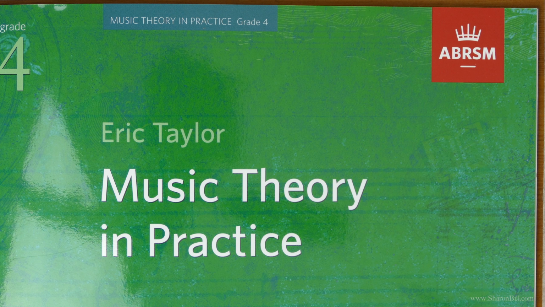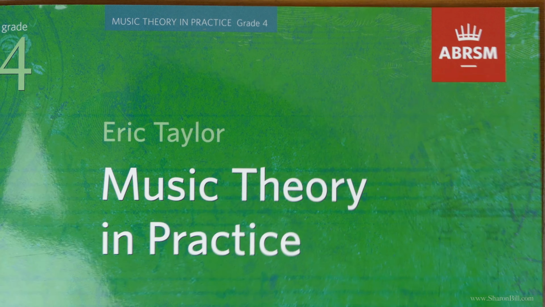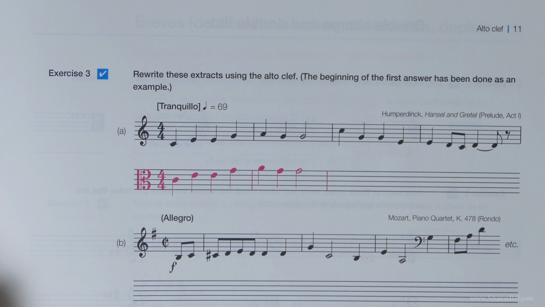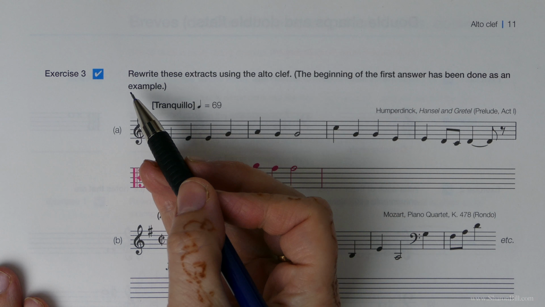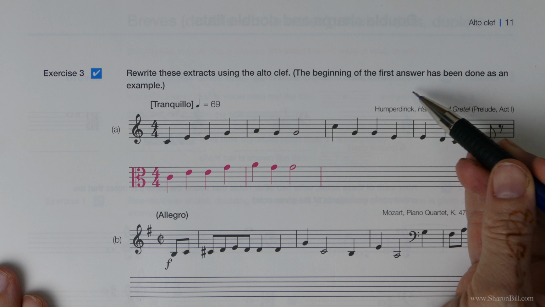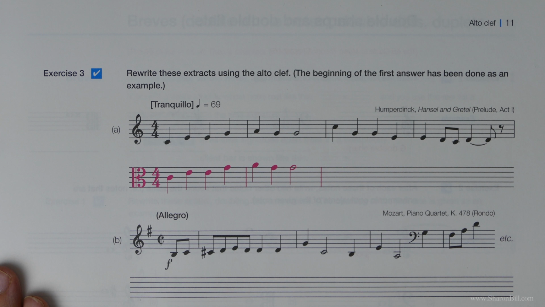So grab your nice sharp pencil, eraser and ruler, and turn with me please to page 11. Here we go, and we're going to continue with the alto clef. Exercise 3 asks you to rewrite these extracts using the alto clef. The beginning of the first answer has been done as an example just to help get you started.